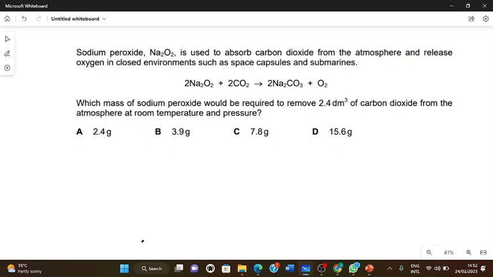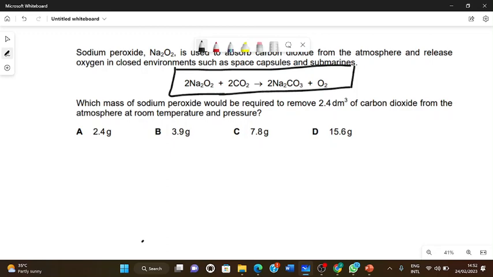Now, we'll be taking two approaches to this problem. The first thing we are going to do is look at the equation, whether it is balanced, and from all indication, the equation is balanced. So the next thing we'll focus on is what we're asked to calculate. From the question, what mass of sodium peroxide will be required to remove 2.4 dm cube? So we are dealing with sodium peroxide and carbon dioxide gas.